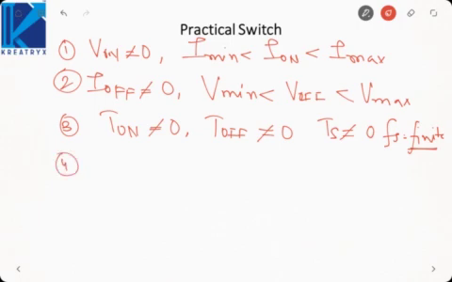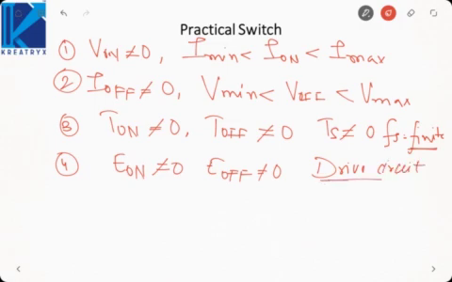Now the next assumption was that it does not require any energy, but here E on is not equal to 0. Similarly, E off is not equal to 0. Now, from where does it get this additional energy to turn on and turn off? It gets it in the form of drive circuit. With power electronic switches, we will apply a drive circuit from where it will derive the power to turn on and turn off the device.